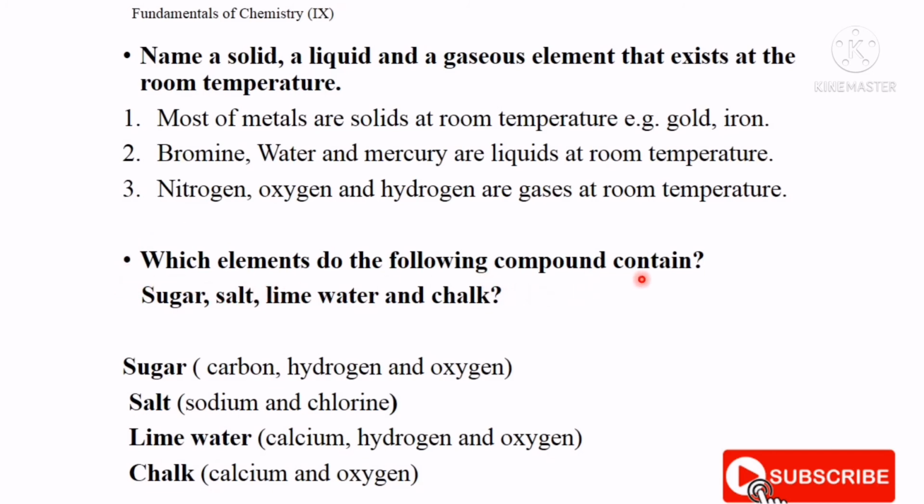And the next question we have, which elements do the following compounds contain? Sugar contains the elements carbon, hydrogen and oxygen. Sodium and chlorine are the elements that make salt, whereas lime water contains calcium, hydrogen and oxygen elements, whereas chalk contains calcium and oxygen.